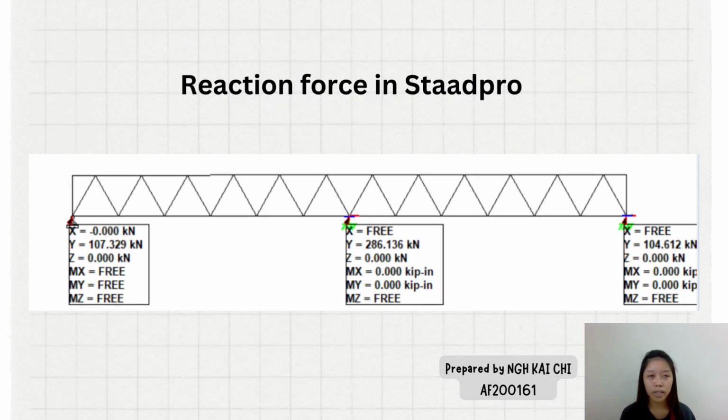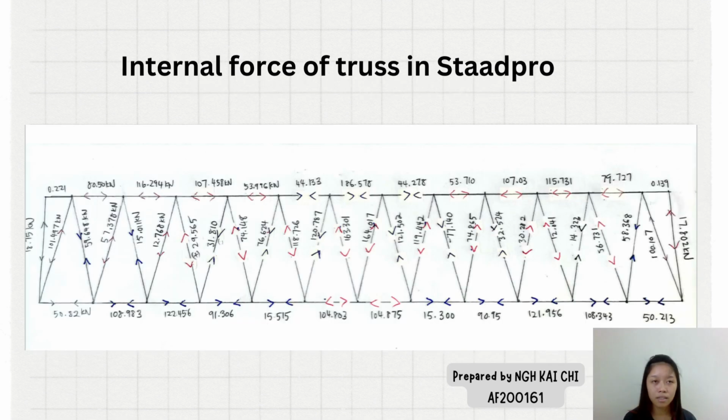And this is showing the reaction force through Staad Pro. This is showing the internal force of the truss in Staad Pro. And comparing the internal force of the manual calculation with the internal force in Staad Pro, we can see that the calculation and the result that we get are almost the same.